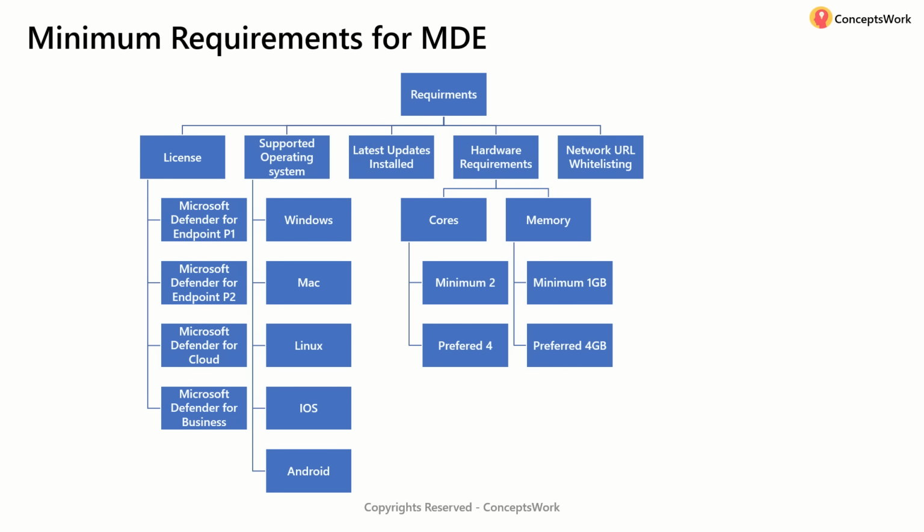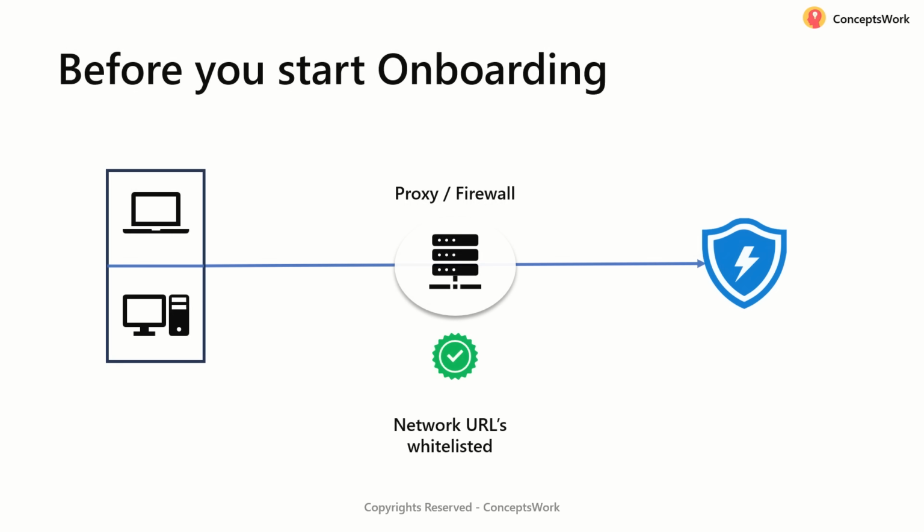Now you have to make sure all the network URLs are also whitelisted, which are required for MDE service to work, because once you onboard a machine, then multiple services access multiple URLs depending upon the purpose of that particular service. Lastly, you have to make sure that you have configured updates for Defender AV as well. This is something which I will be showcasing in a lot more detail once we get started with the onboarding.